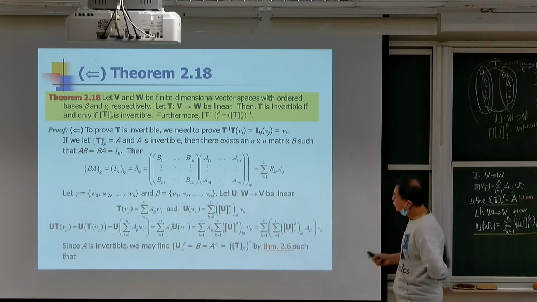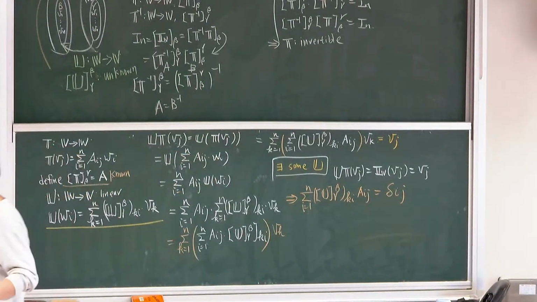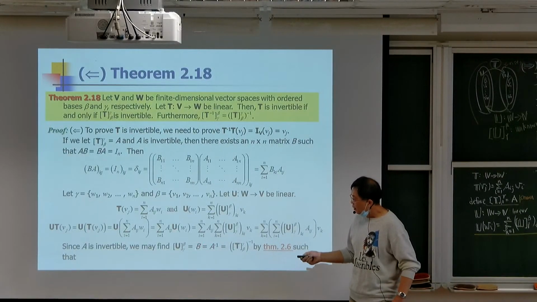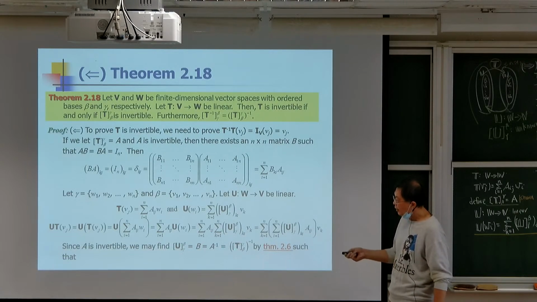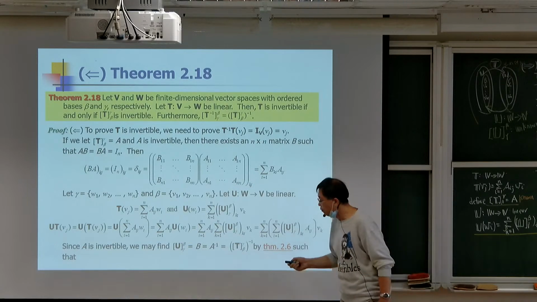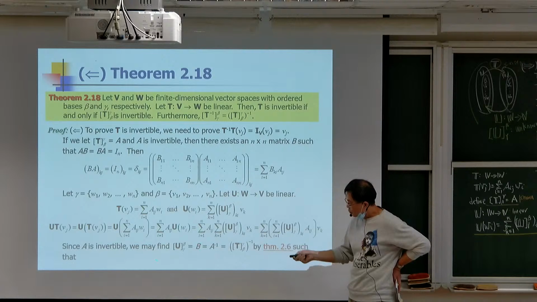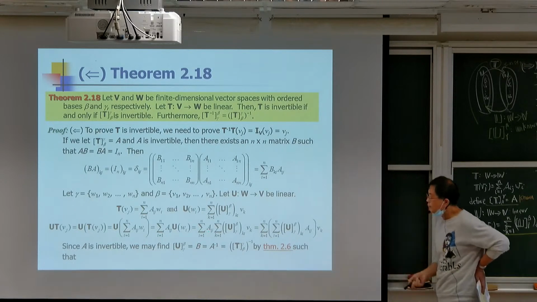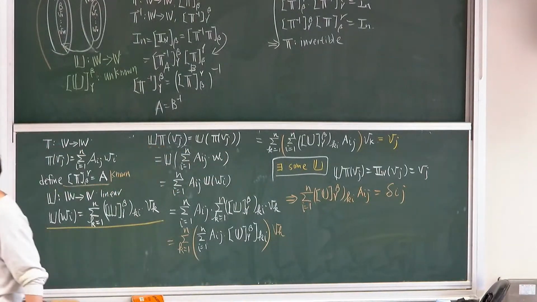So right now, what we are going to do is that we will assign B, which is the inverse matrix of A, because A is invertible. So there exists an invertible matrix B such that BA equals AB equals I, the identity matrix. Okay, so we assign this one, and then we assign this one and denote it as this one.